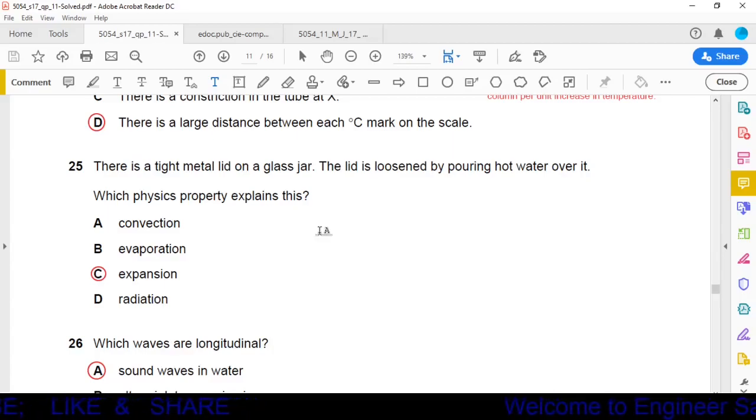So it is loosened easily by pouring hot water, because by pouring hot water, it will absorb the heat and expand, and so it will be easy to remove it from the glass jar. Here option A and option C are modes of heat transfer, and evaporation is the method where a liquid is converted into a gaseous form. So option C is the correct one, expansion.